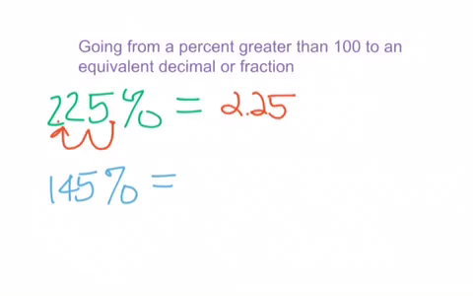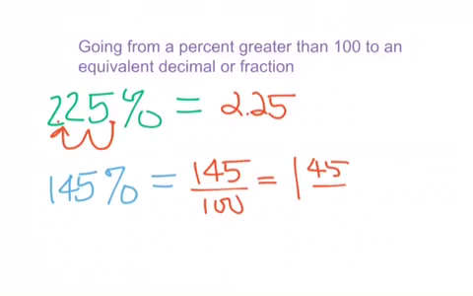All right, let's do 145% to an equivalent fraction. So that's 145. Remember, percents are out of 100. So I'm simply going to put 145 out of 100. I'm going to simplify that so I have a proper fraction. 100 goes into 145 one whole time with a remainder of 45 over 100. I'm going to simplify that. The GCF of 45 and 100 is going to be 5. So that's going to be 1 and 9 out of 20.